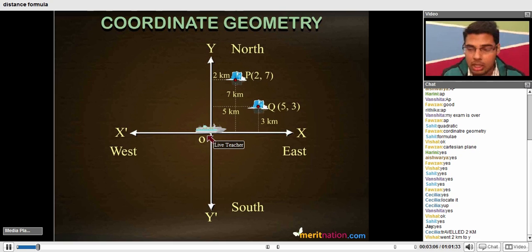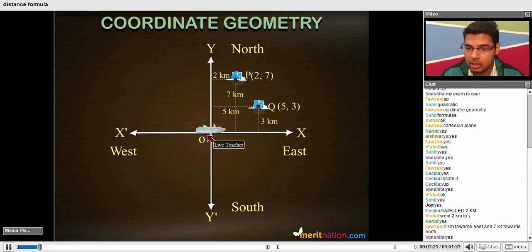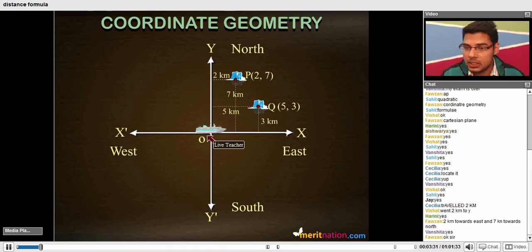Absolutely, Cecilia. So travel 2 km from the y-axis. Absolutely. And travel 7 km from the x-axis. Yes, all of you agree? So this is the significance of a point which has coordinates, for example here (2, 7). Absolutely, Fawzan. We can state these things in a different manner. We can also say we have to move 2 units away from the y-axis in the perpendicular direction and 7 units from the x-axis in the perpendicular direction. And if we move this way, we will get the point P which is (2, 7).